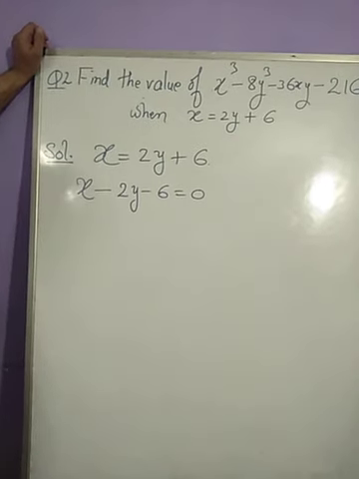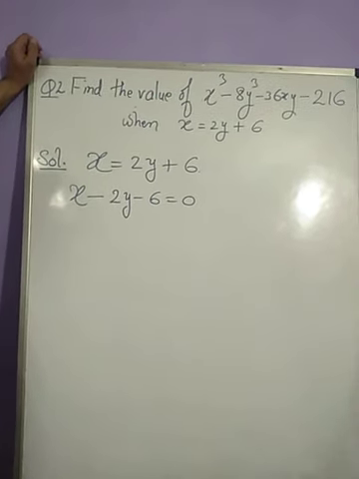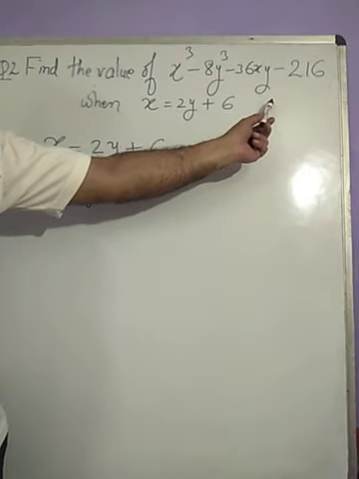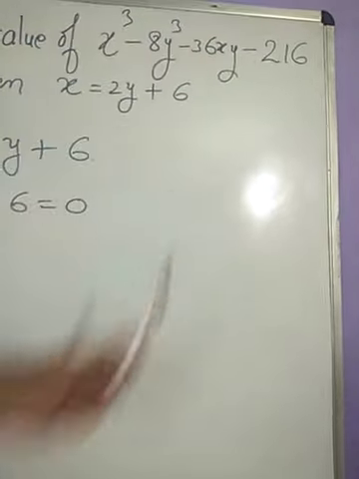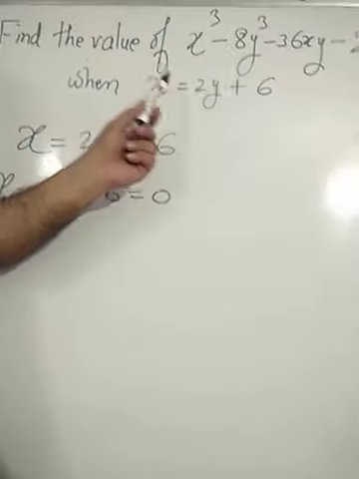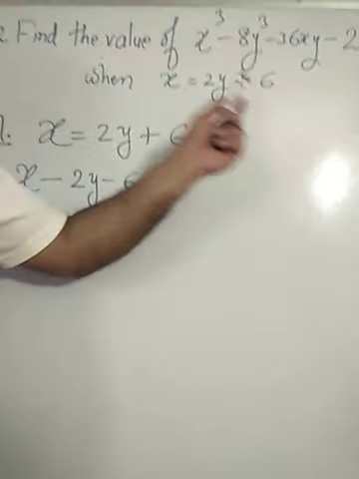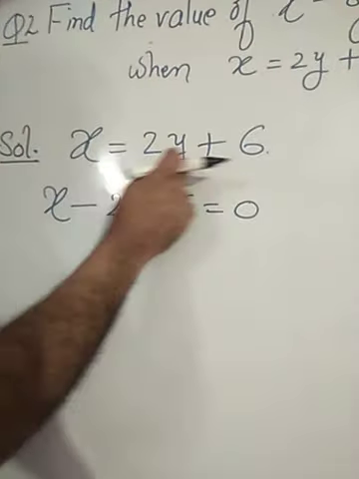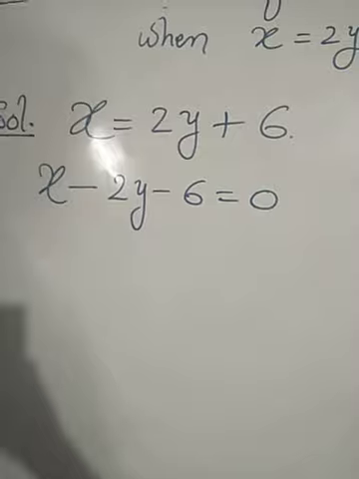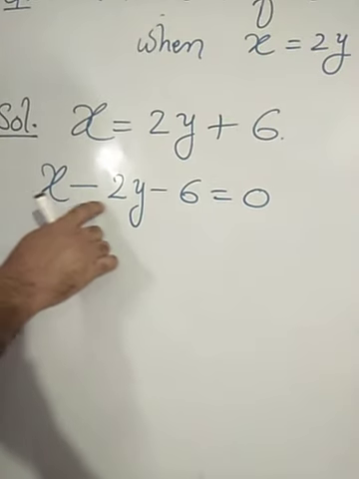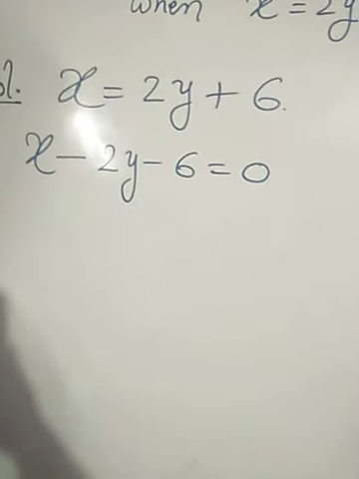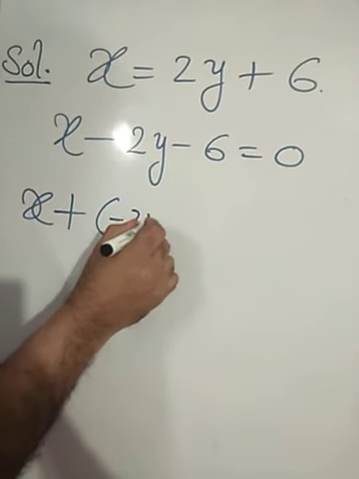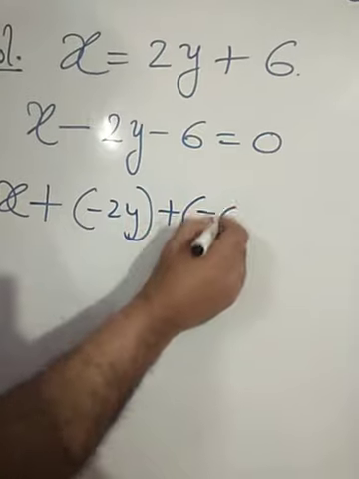Now the second question of a similar kind is: find the value of x cube minus 8y cube minus 36xy minus 216 when x is given equal to 2y plus 6. Similar sort of question. What is x given equal to? 2y plus 6. Transpose both the terms to the left hand side. It became x minus 2y minus 6 equals 0. I can write it as x plus minus 2y plus minus 6.